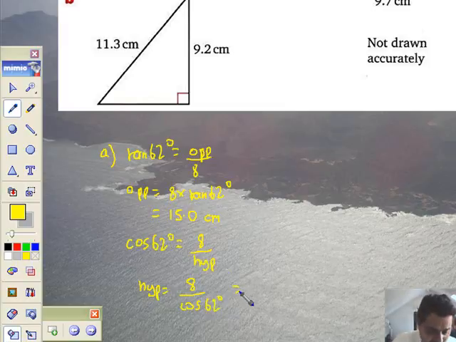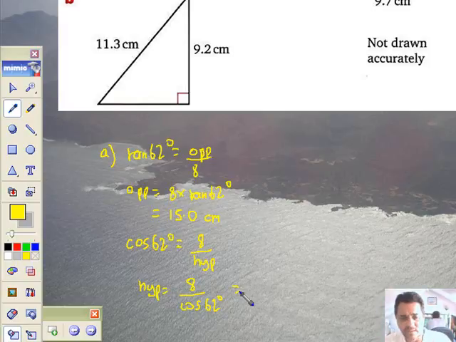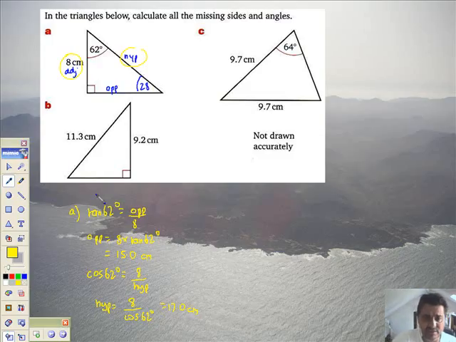Let's ask the calculator what that is in one step. So 8 divided by cos 62, that's all I've done. Okay, one step, press equals, 17 point nothing. The hypotenuse is 17.0 centimeters. I'm really happy with that. It's great. That's part A done. Let's just do all the angles. Yeah, everything's completely filled up now.